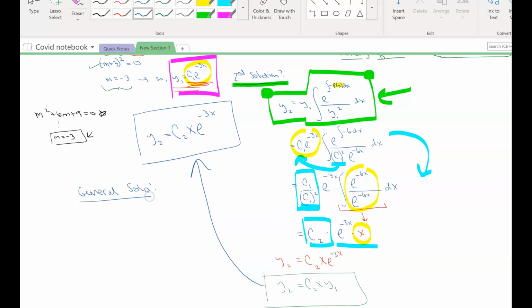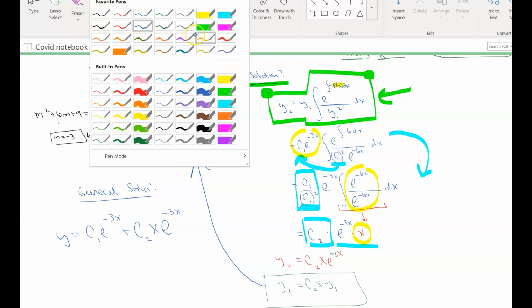The general solution is a linear combination of y1 and y2. So the general solution, I'm going to call it y, is c1 e to the negative 3x plus c2x e to the negative 3x. I have something that I'm sure will land very nicely for you all.